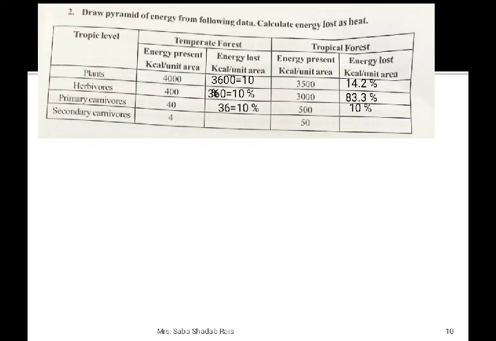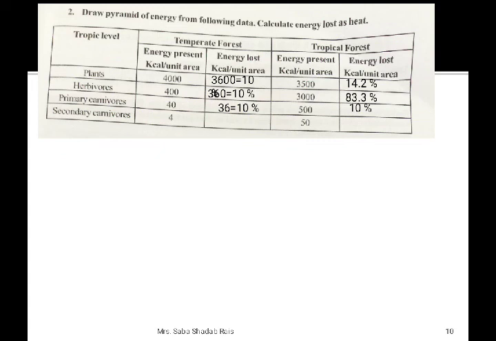Then at the next level, 400 energy is present in the case of the herbivore. But if you see the next level, the primary consumer possesses only 40 kilocalorie per unit area. So the energy lost is 360 kilocalorie. That is the approximate 10% energy loss. Primary carnivores have 40 kilocalorie per unit area energy, and the secondary carnivore has 4. So again the loss of energy is 36 kilocalorie per unit area, that is 10%.